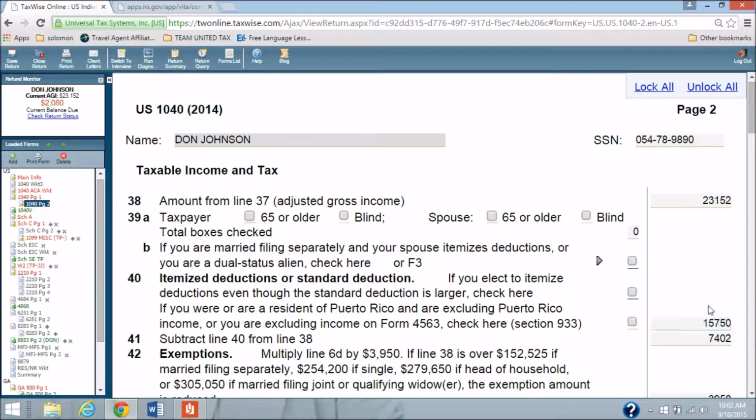So these deductions, what happens is it reduces your taxable income. In this case, it's $23,152 minus $15,000 in deductions, $15,750 to be exact. That brings the income down to $7,400.